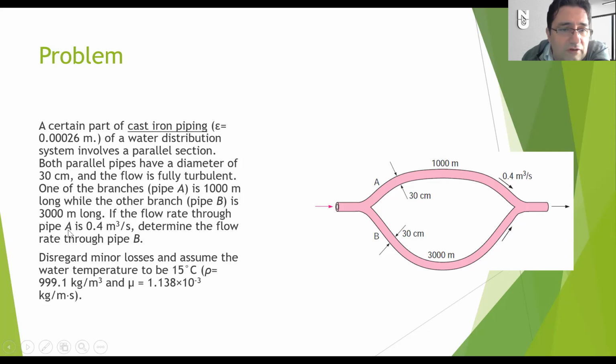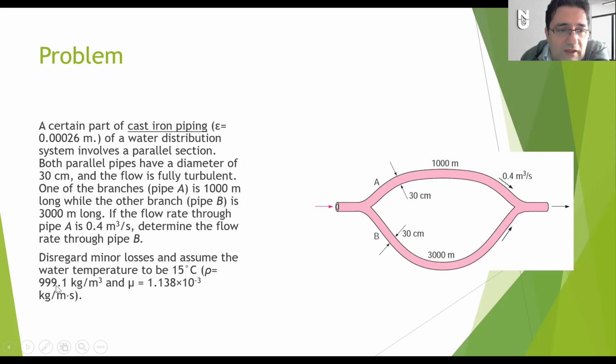This is crucial information. It says that the flow rate at branch A is 0.4 cubic meters per second. This is branch A. And the question is asking what should be the flow rate on B? It also suggests that you may disregard the minor losses. You are just going to assume that there is no minor loss.